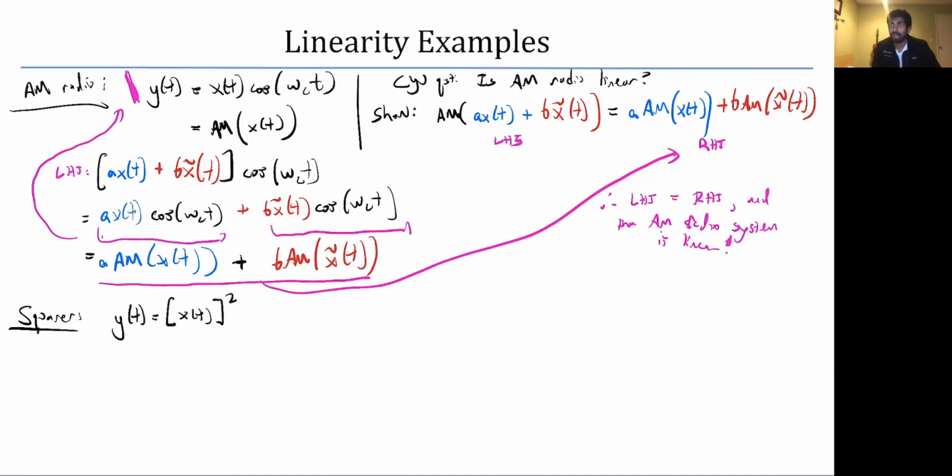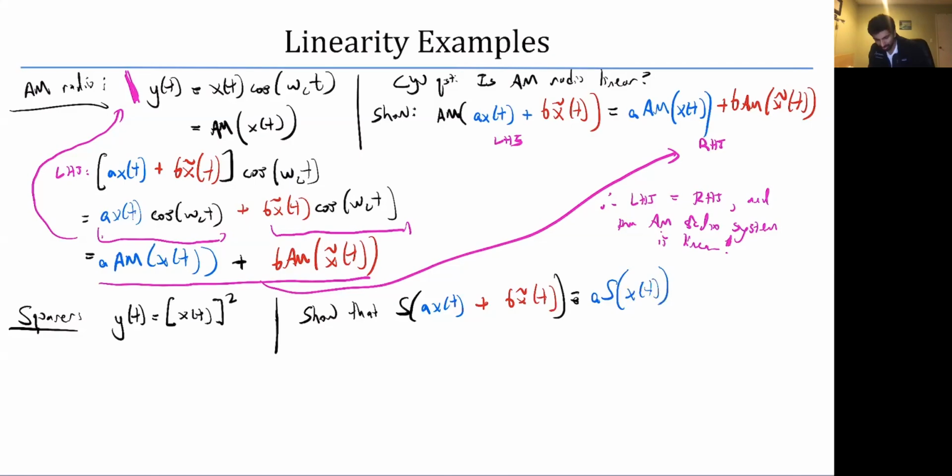Once again, what we want to do when we have the equation for the system is show that S of a x of t plus b x tilde of t is going to equal a times S of x of t plus b times S of x tilde of t. So we want to show that this left-hand side equals this right-hand side.